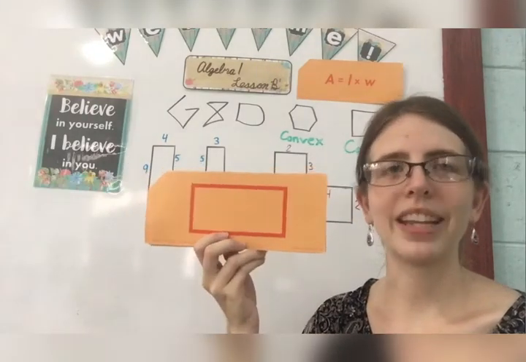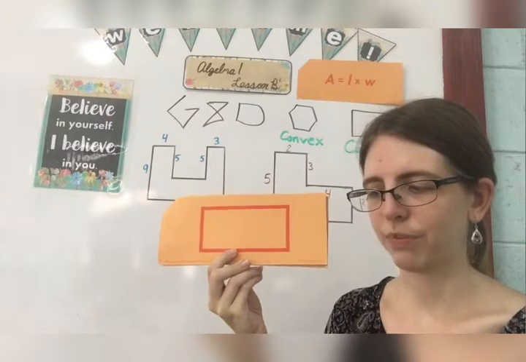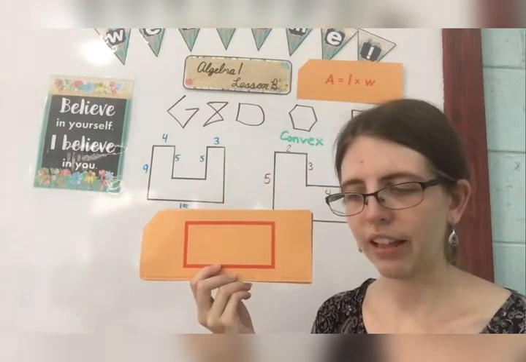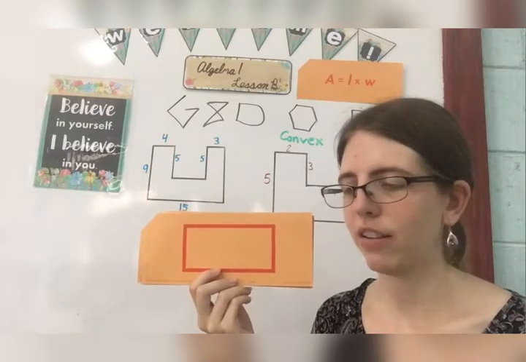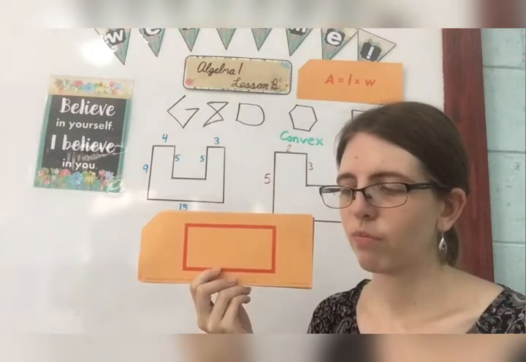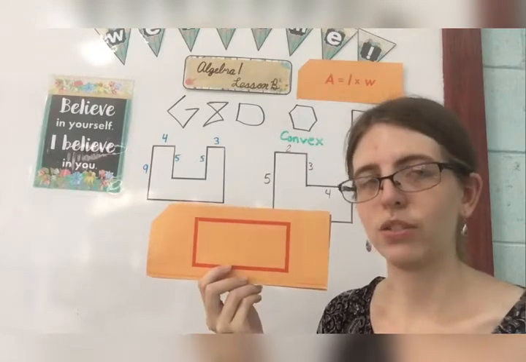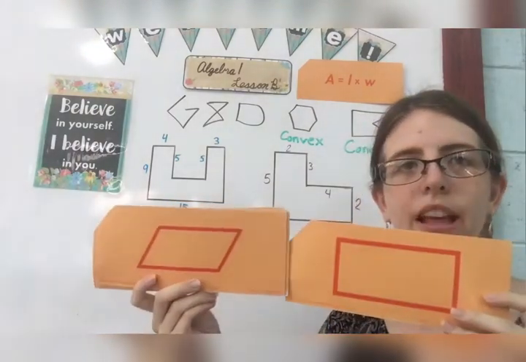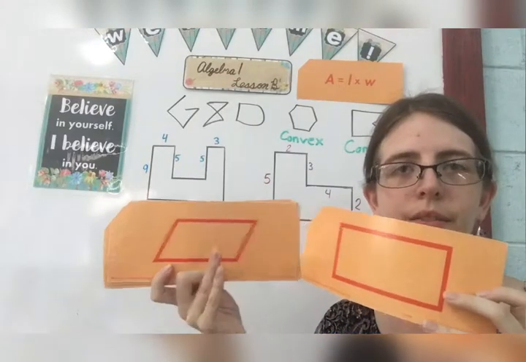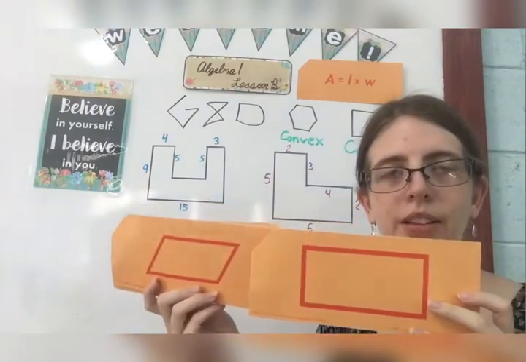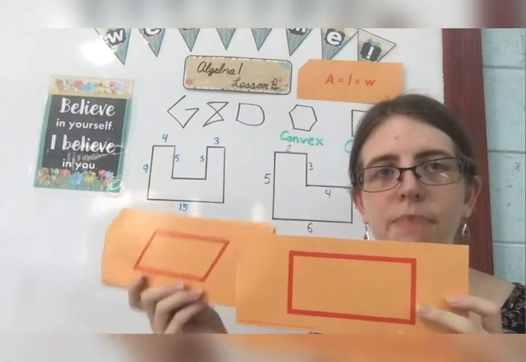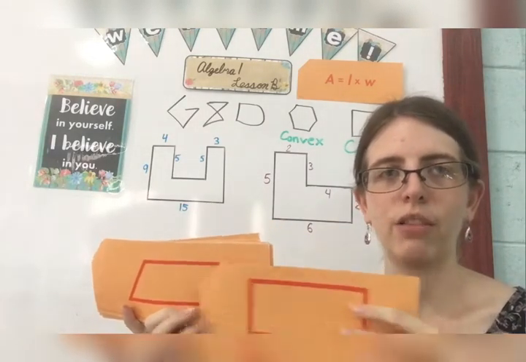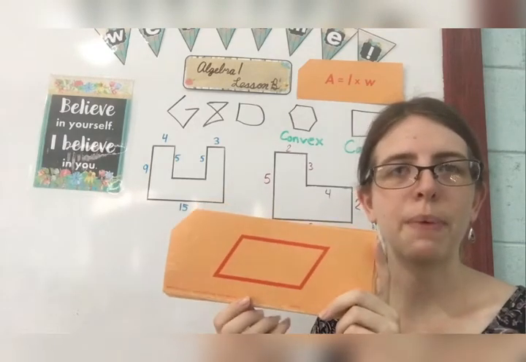Next we have the rectangle. A rectangle is a four-sided parallelogram with four right angles. Okay, so it's a parallelogram. Let me go back. It's a parallelogram because it has two pairs of parallel sides. The top and the bottom are parallel and the sides are parallel. Remember, that is the definition of a parallelogram.